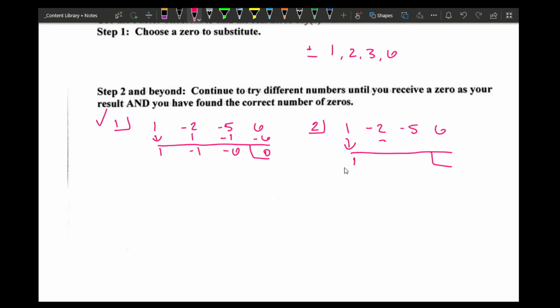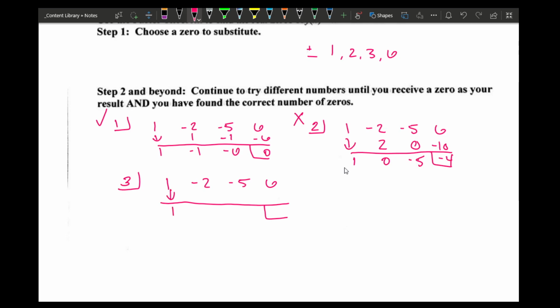2 times 1 is 2. Negative 2 plus 2 is 0. 2 times 0 is 0. Negative 5. 2 times negative 5 is negative 10. And 6 minus 10, that is not one of our solutions. Next. The next positive possibility is 3. 1, negative 2, negative 5, 6. Please be relatively straight. That's pretty close.